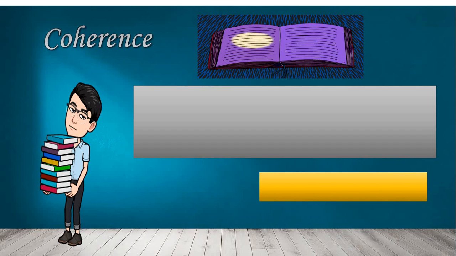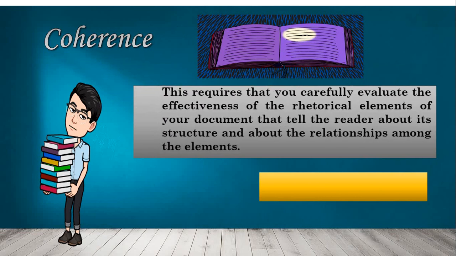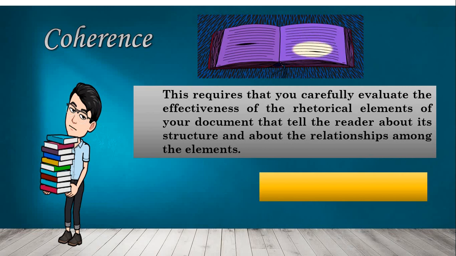Coherence refers to how well a manuscript holds together as a unified document. The document must have unity to avoid confusion. This requires that you carefully evaluate the effectiveness of the rhetorical elements of your document that tell the reader about its structure and about the relationships among the examples.